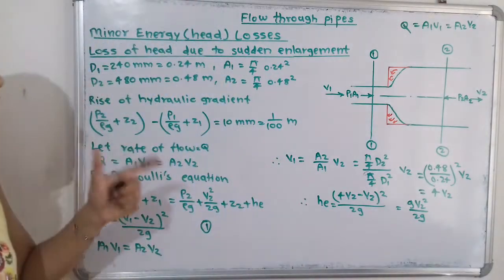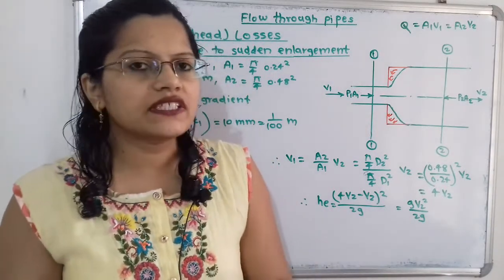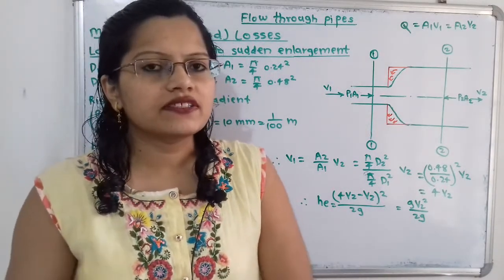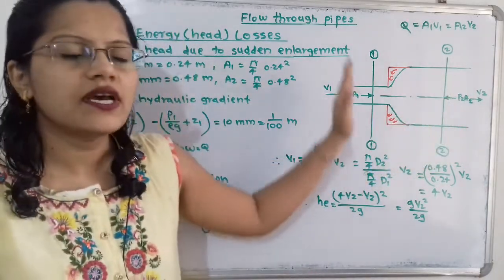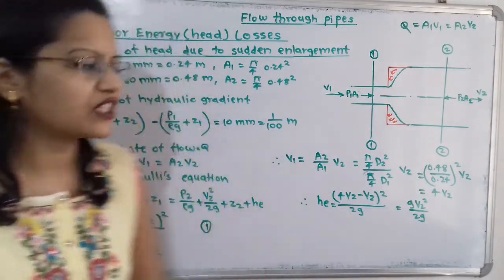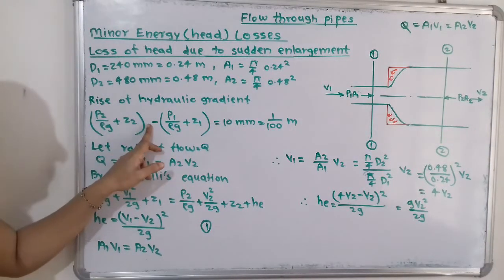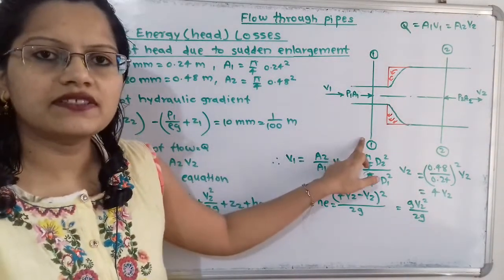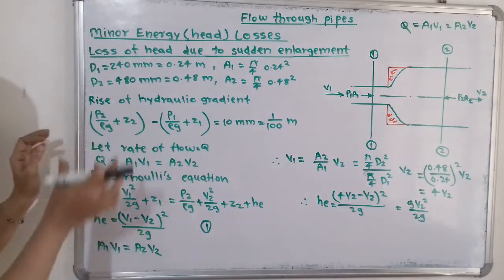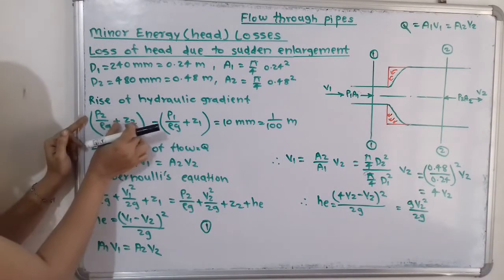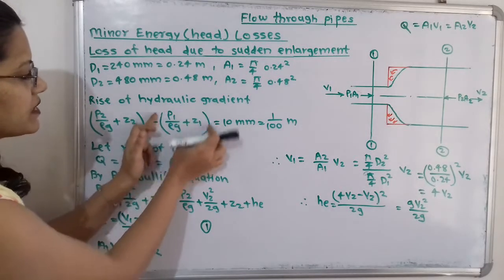Now if we observe, the rise of hydraulic gradient is also given. So what is this hydraulic gradient? It is the pressure head plus datum head at section 2 minus the pressure head plus datum head at section 1. That is P2 by rho g plus Z2, minus P1 by rho g plus Z1. So we have to take the bracket. This is the pressure head plus datum head at 2 minus the pressure head plus datum head at 1.